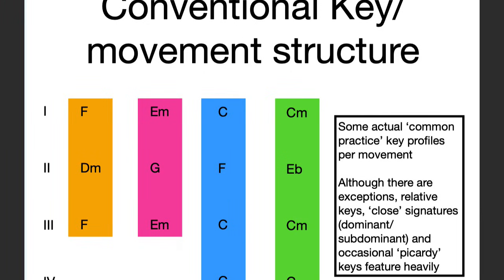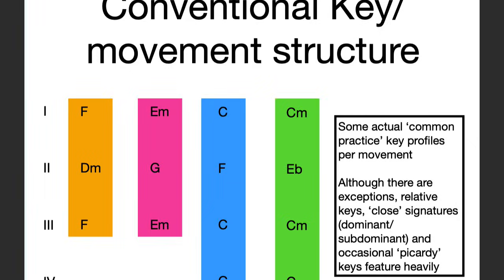If you imagine a typical classical key structure for a concerto, let's say, you might have key relationships that are related in terms of relative major and minor, or maybe a dominant key. So for example, you might have an opening movement in the key of F major, the middle movement in the key of D minor, and the final movement back to F major. That's simple and typical. Or you might have them in close fifth relationships.